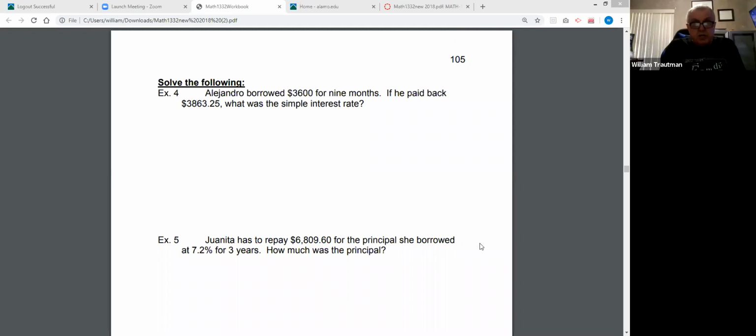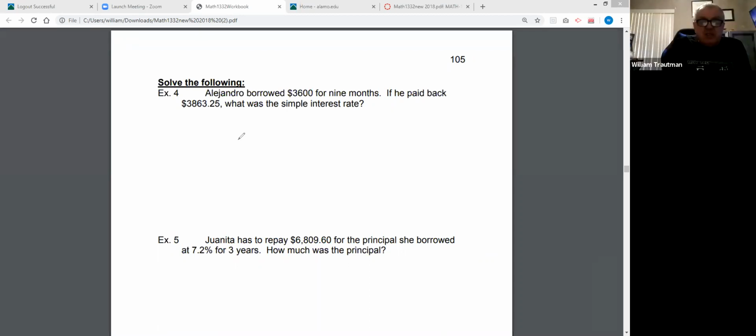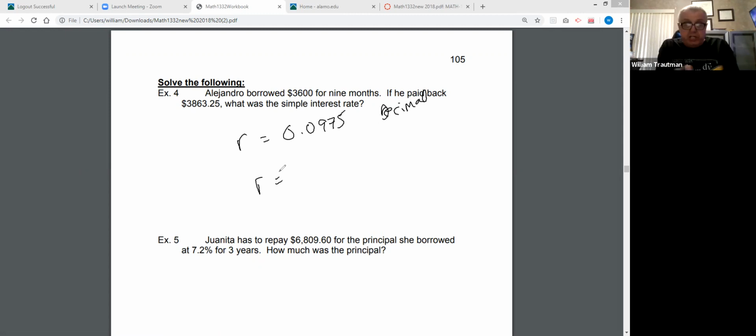So the answer that we ended up with, which question were we on? We were on 4. So R ends up, when we put in our calculator, we got 0.0975. But this is the decimal version of the answer. We want the percent version. So on your calculator, just hit second and the arrow percent, and it changes it, right? Yes, it does, to 9.75%.